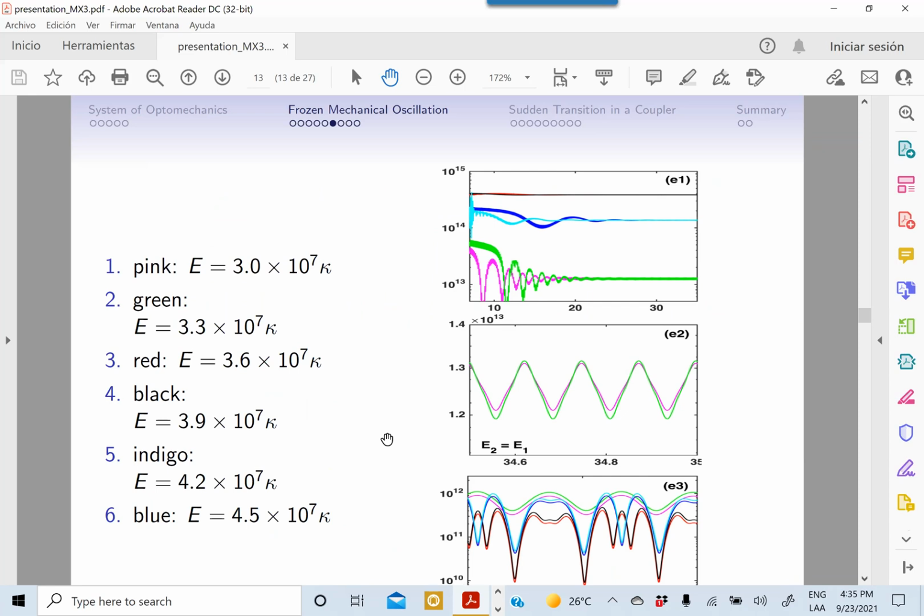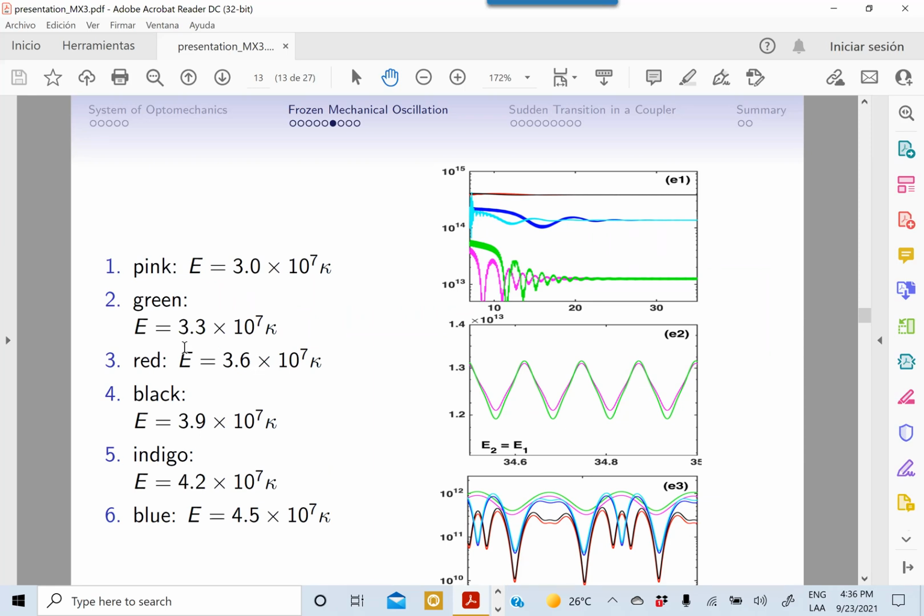Here, the first picture is about evolution to 3 different energy levels. The pink one and the green one evolve to the first energy level. The blue one and the indigo one, the deeper blue one, evolve to the second energy level. The black one and the red one evolve to the third energy level.